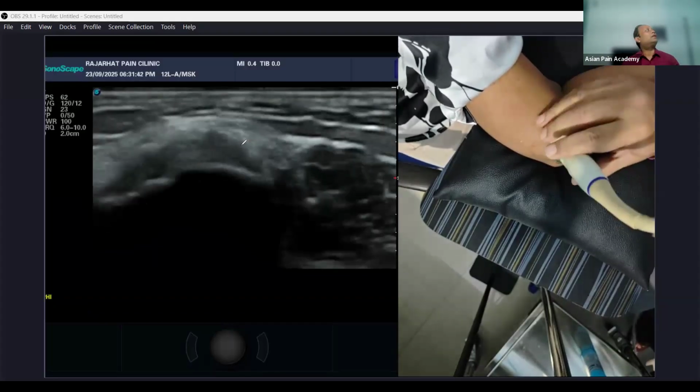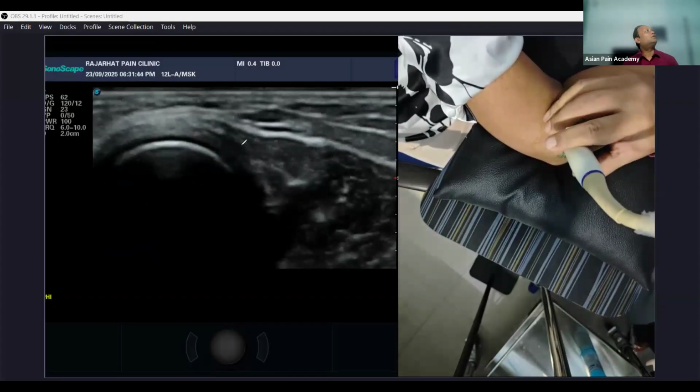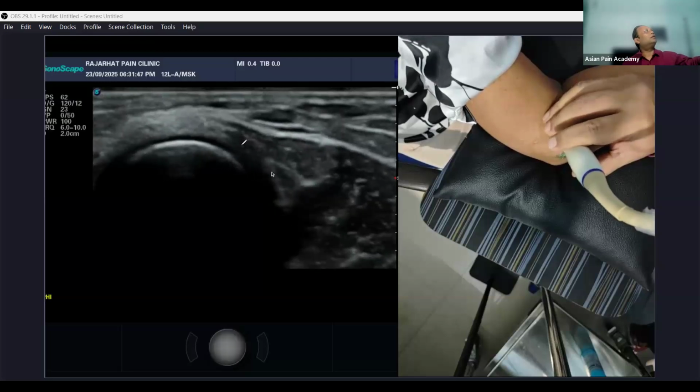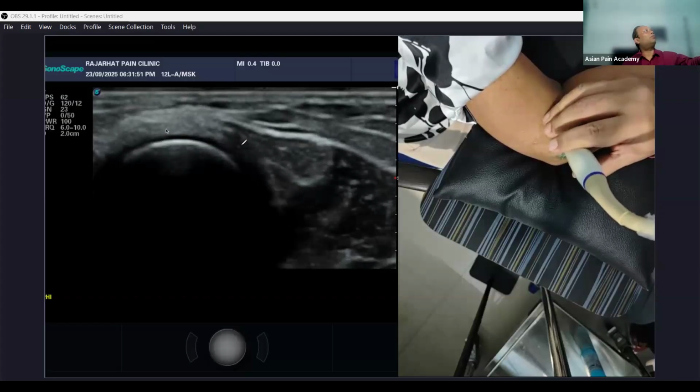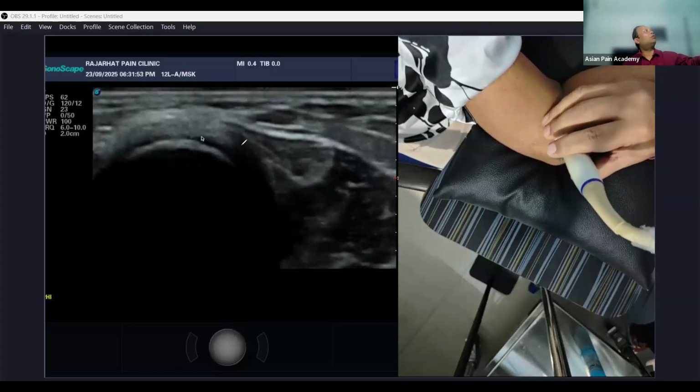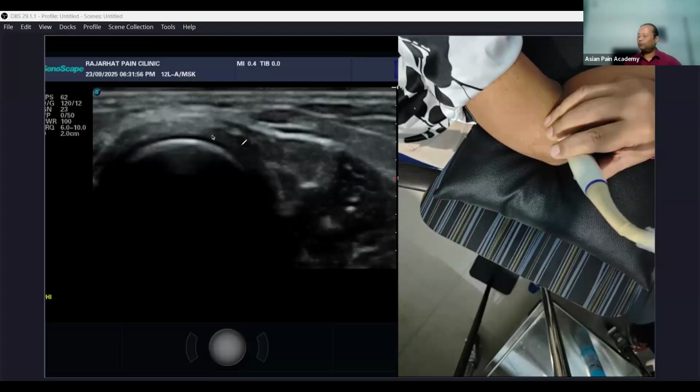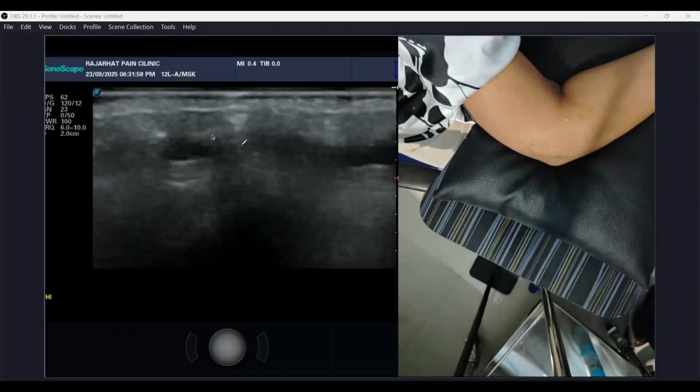Even in the short axis, we can see it actually. So this lower part is the annular ligament. Okay. Yes, sir. Okay, got it.